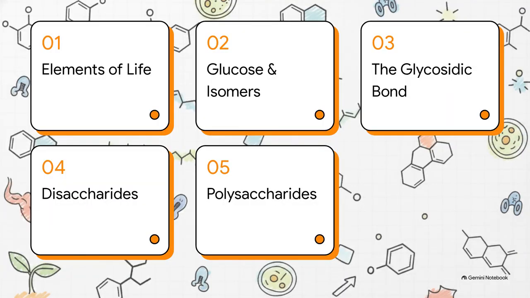Here's our roadmap for today. First, we'll look at the elements of life. Then, glucose and its isomers. After that, we'll hit the glycosidic bond. Then, building bigger with disaccharides. And finally, polysaccharides, from starch to cellulose.